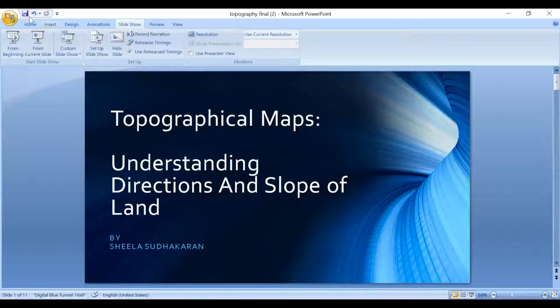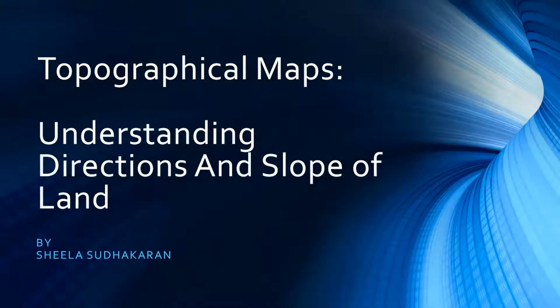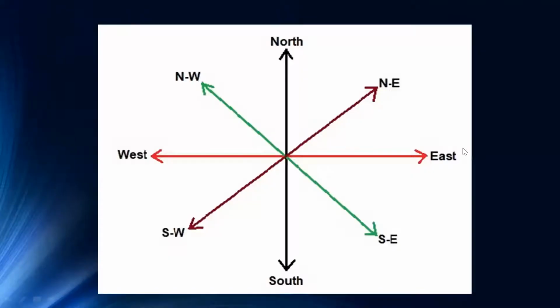Now, today I'm going to cover two important topics in topographical maps: directions and slope of land. Okay, children, usually students confuse themselves with both these topics, and these are the two topics where they make mistakes. So, I have a presentation for you to make both the concepts clear. Understanding directions and slope of land.